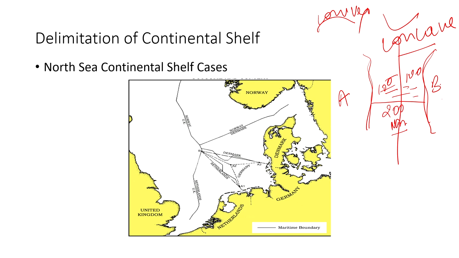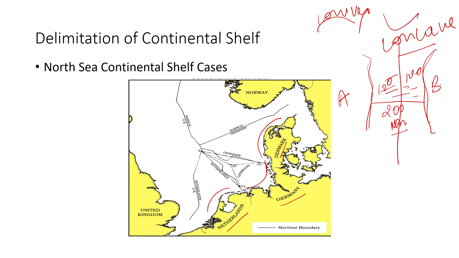So, let us look at the North Sea Continental Shelf case, which identifies a practical problem with the application of the equidistance principle. The case concerns, obviously, delimitation of continental shelf, as we can see. Now, as you can see in the picture itself, you have the Netherlands here. The coastline of the Netherlands is concave in nature. You can see Denmark here. The coastline of Denmark is also concave in nature. But you can also see Germany here. The coastline of Germany is concave in nature. We will discuss and understand this particular aspect of delimitation of continental shelf through the North Sea continental shelf cases.